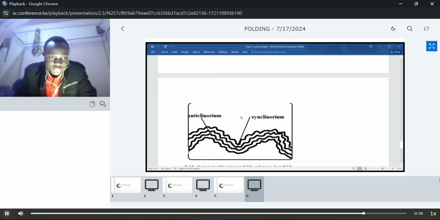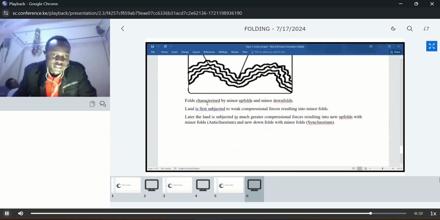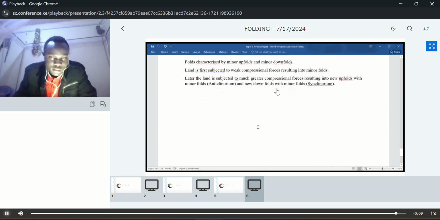Anticlinorium. You have the anticlinorium and the synclinorium. Folds characterized by minor upfolds and minor downfolds. The land is first subjected to weak compressional forces, resulting in minor folds. Later, the land is subjected to much greater compressional forces, resulting in new upfolds with minor folds, that is the anticlinorium, and new downfolds with minor folds, the synclinorium.